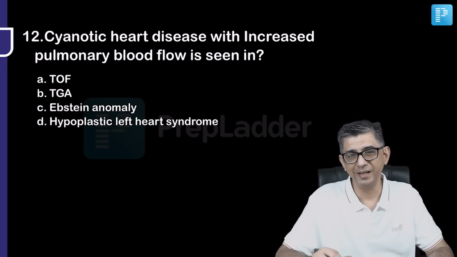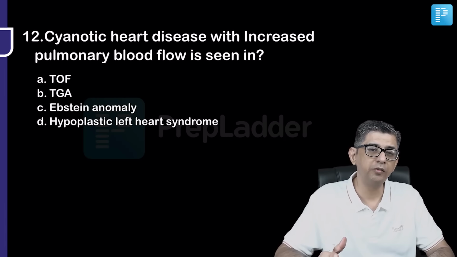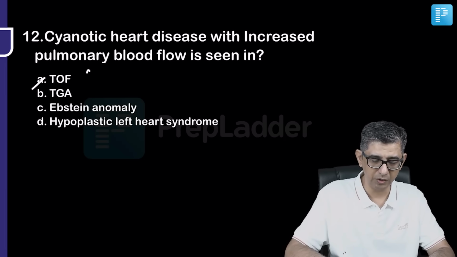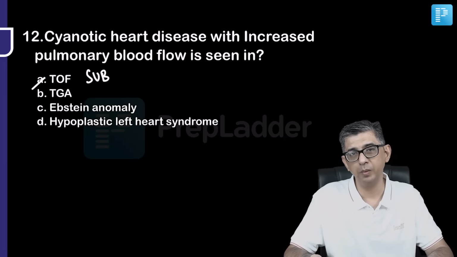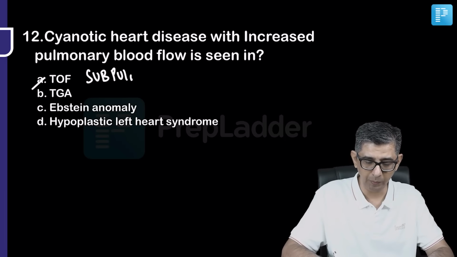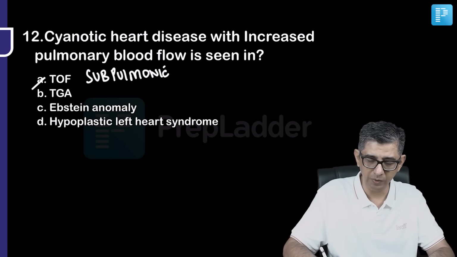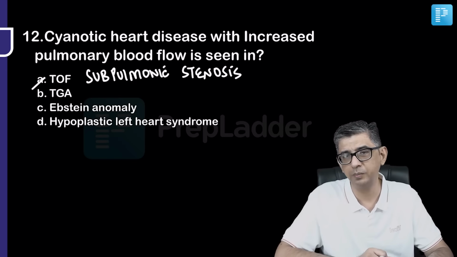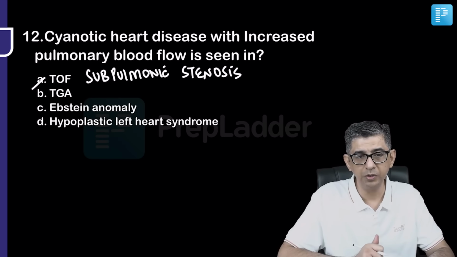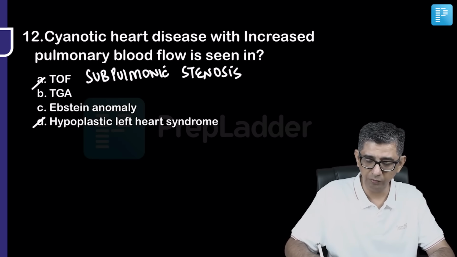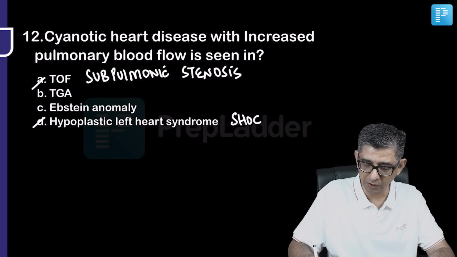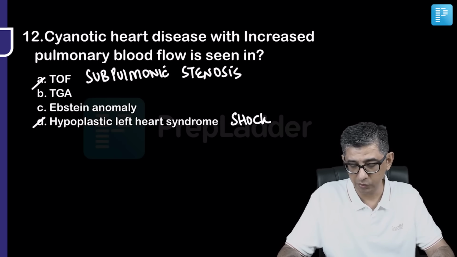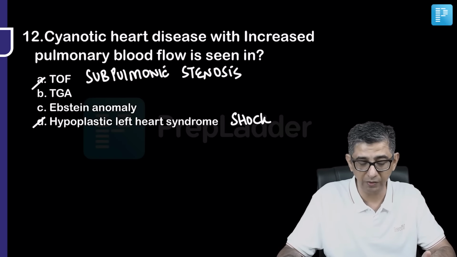Coming to the next one, he said cyanotic heart disease with increased pulmonary blood flow would be a feature of. Then I can easily rule out tetralogy of Fallot because this would be associated with subpulmonic stenosis, and we always read about pulmonary oligemia, less blood supply to the lungs per se, which explains the central cyanosis in these patients. So option number A can be easily ruled out. Option number B, hypoplastic left heart syndrome, will mainly present in the form of shock or circulatory failure. The word is hypoplastic left heart, the left ventricle is not developed. So circulatory failure would be the main presentation.